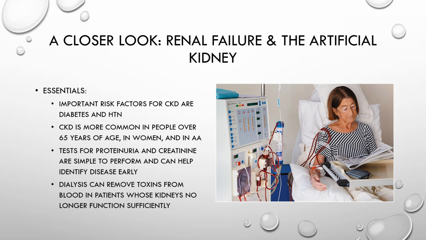Nitrogenous waste and potassium ions diffuse out of the blood, and electrolytes such as sodium ions and bicarbonate ions diffuse into the blood. As the concentration of waste in the dialysate increases, the dialysate is replaced so the waste can continue to diffuse out of the blood.